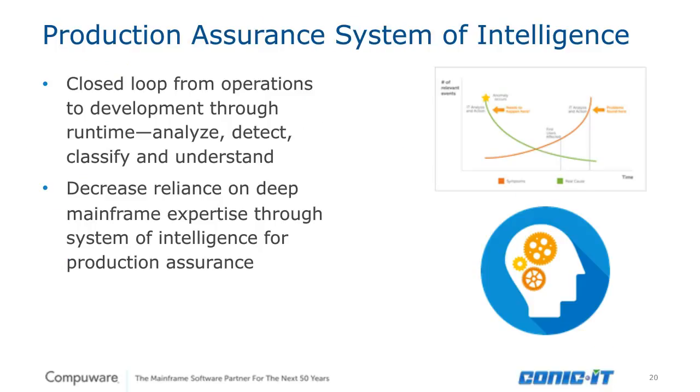So essentially, by combining these two systems together, ConicIT with Compuware, we've created what we call a production assurance system of intelligence. And the idea is that we have something that learns your system automatically. It essentially knows what is normal behavior for your system. It finds anomalies. It continuously analyzes different parameters to be able to find anomalies.